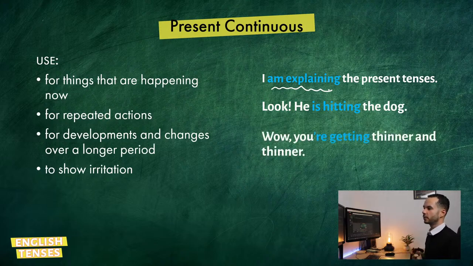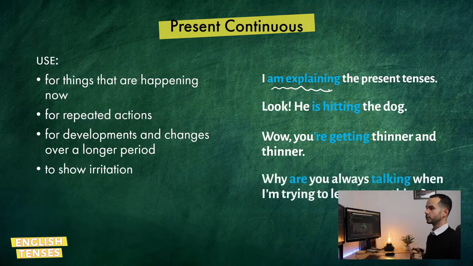So this is an example of the developments and changes over a longer period. Whoa, you're getting thinner and thinner. This is a sentence you could use in a particular context when you haven't seen someone for a while and then you see them at several moments in time. And then you say, hey, you're getting thinner and thinner. Every time I see you, you're getting thinner.